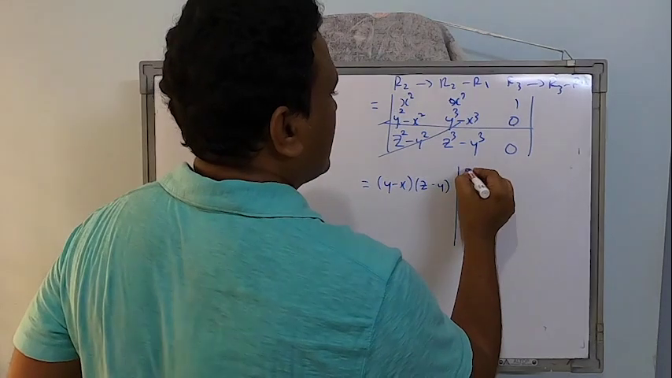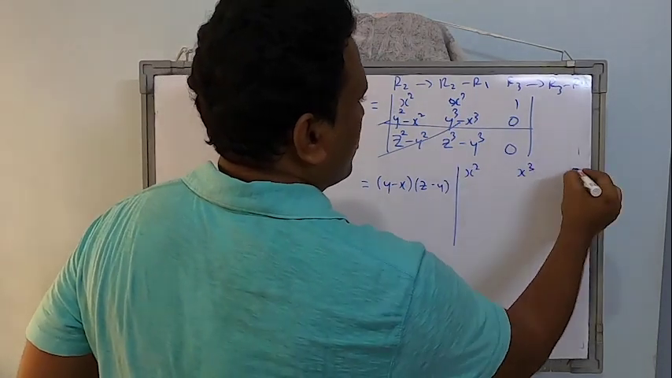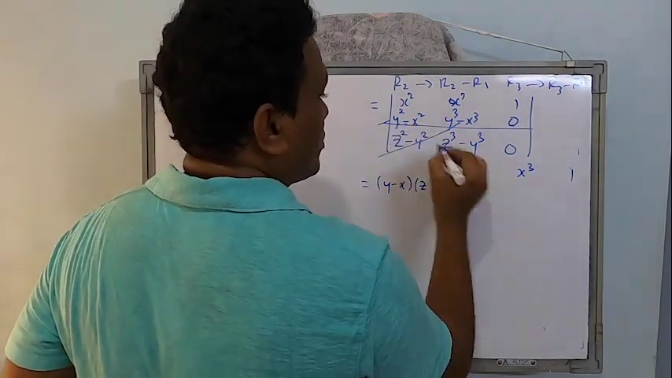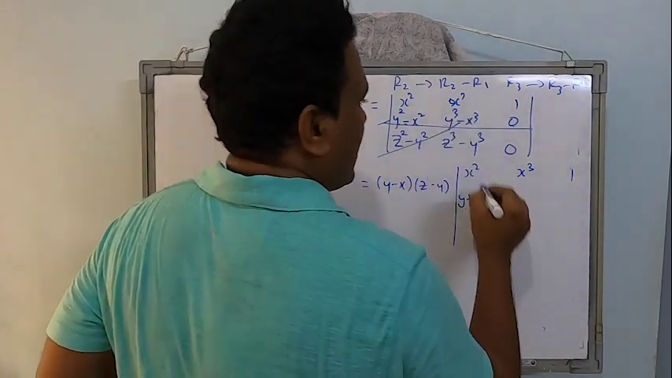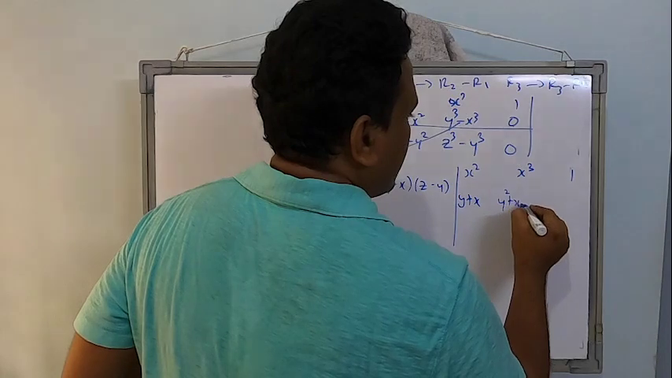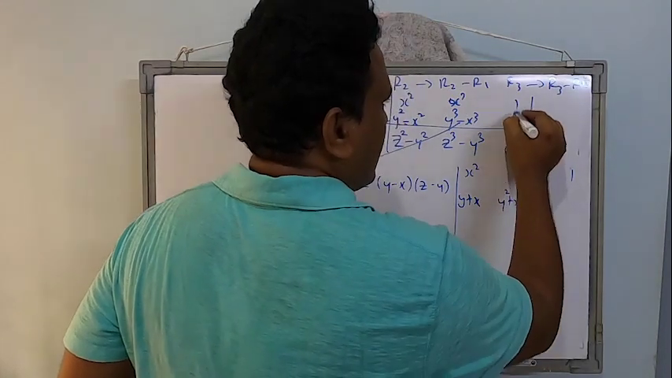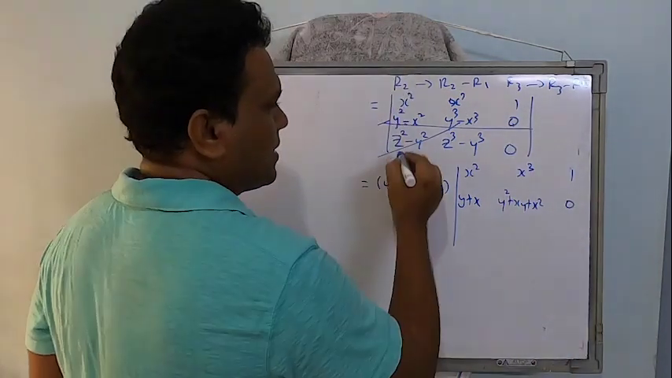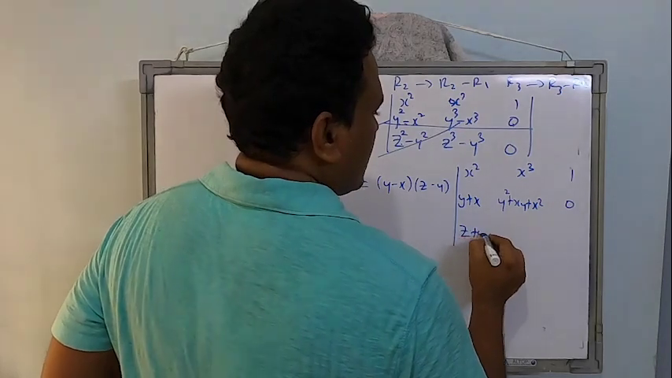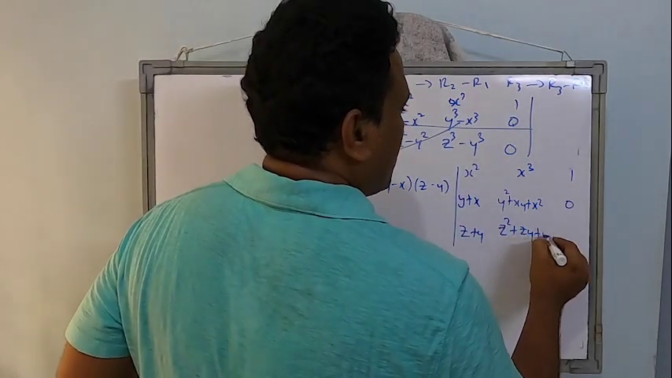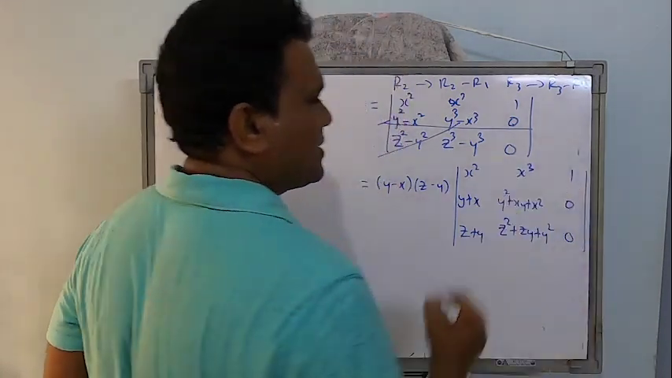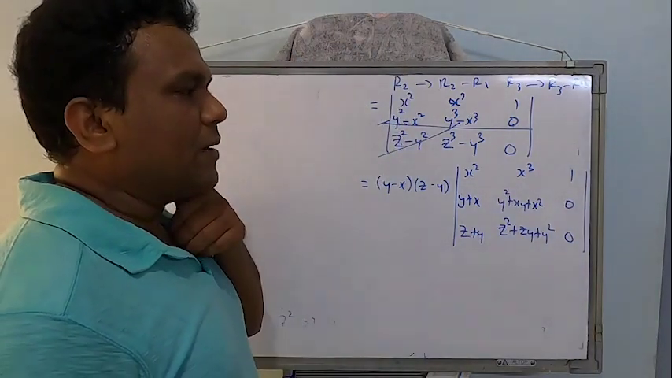It's been taken. So x square, x cube, 1. The next one, in place of this, y plus x, because y minus x is taken outside. In place of this, y square plus xy plus x square. And here it's going to be just 0 as it is. And now z plus y, in place of this, z square plus zy plus y square, and the last element will be 0. Fine? Okay.